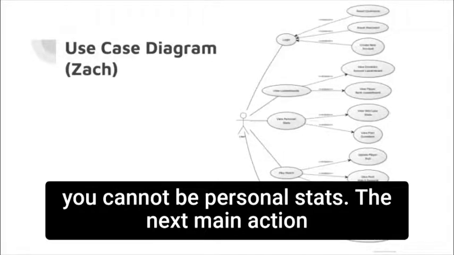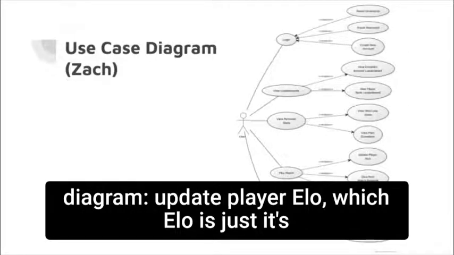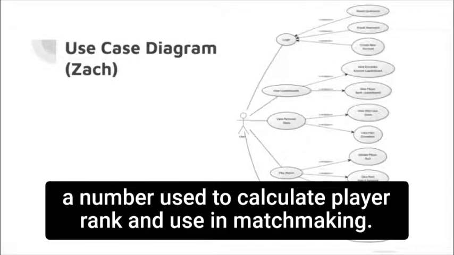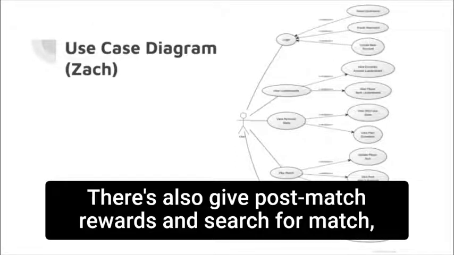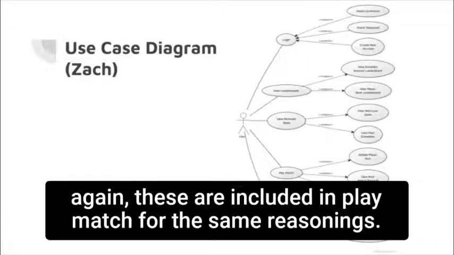The next main action is play match. Within this, there are 3 actions on our diagram. Update player elo, which is just a number used to calculate player rank and used in matchmaking. There's also give post-match rewards and search for match. Again, these are included in play match for the same reasoning.